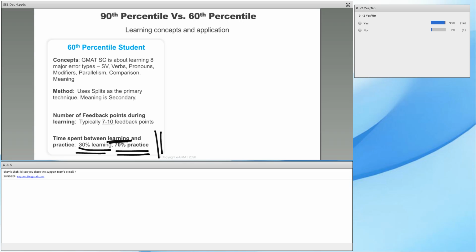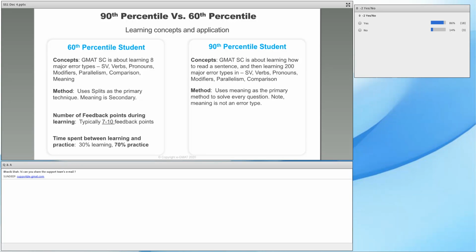Okay, and you can really see why you're at 60th percentile. In fact, practicing questions is counterintuitive. It's the same 40 hours. A 90th percentile student doesn't think of SC as a test of 8 major error types. A 90th percentile student thinks of SC in terms of sentence structures, which are 200 major sentence structures that test these concepts. So he considers sentence structures and these concepts to be a matrix, and there are about 200 different inputs in that matrix.